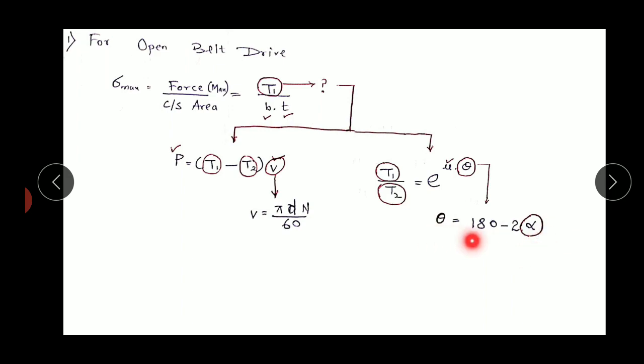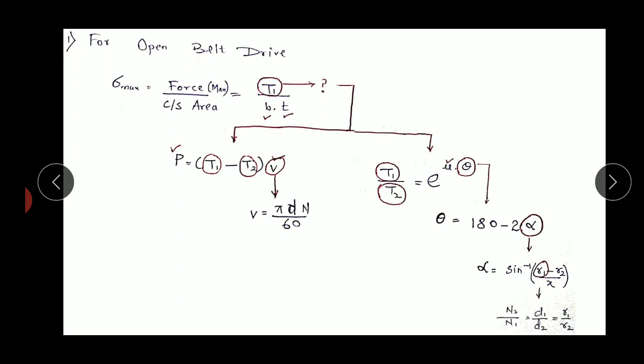Again in this equation alpha is unknown, so we need to find alpha. So alpha in open belt drive is given as sine inverse of r1 minus r2 divided by x. So sine inverse of r1 minus r2. In case of open belt drive it is r1 minus r2, whereas in case of cross belt drive it is r1 plus r2. I am telling this for comparison purposes, that for open belt drive what you will take and for cross belt drive what you will take. So it is r1 minus r2 divided by x.